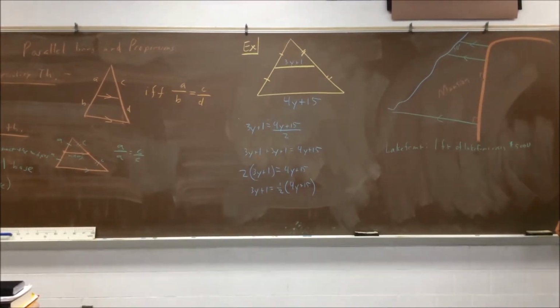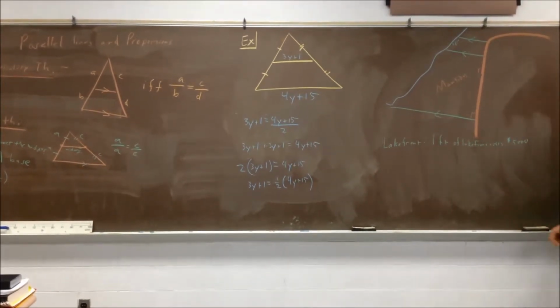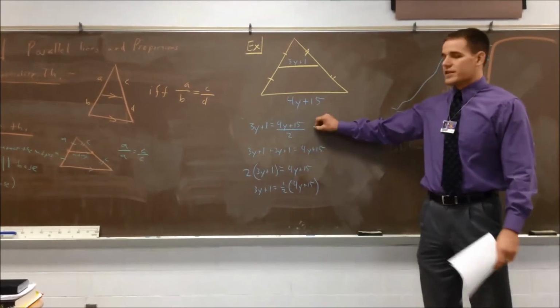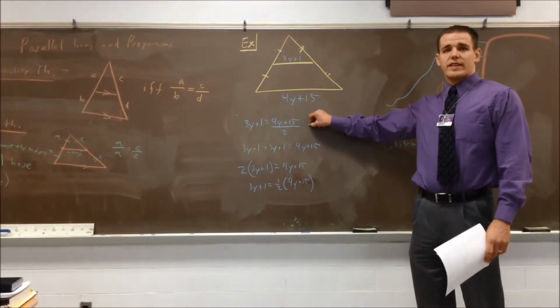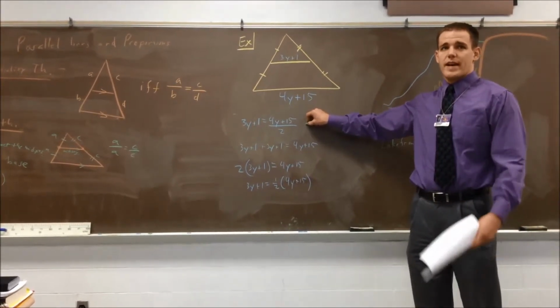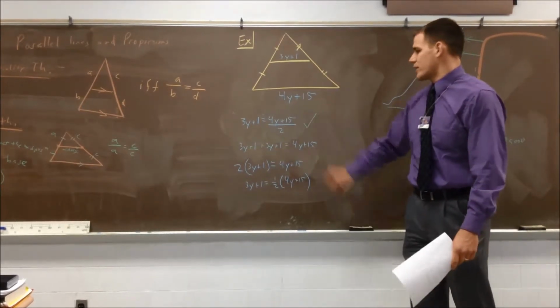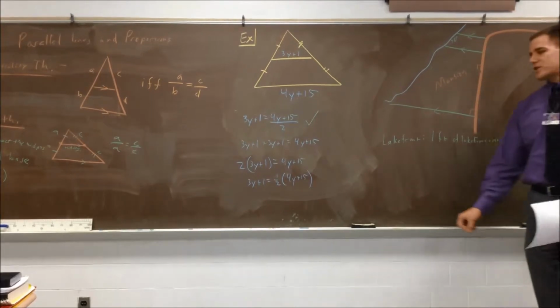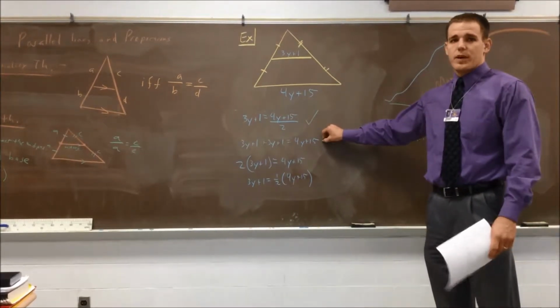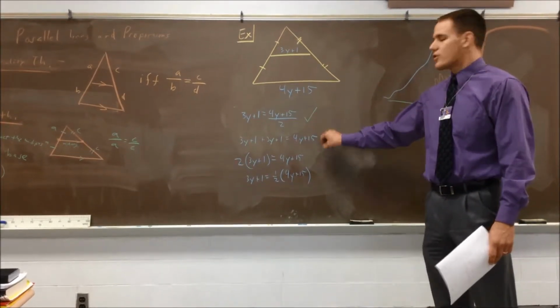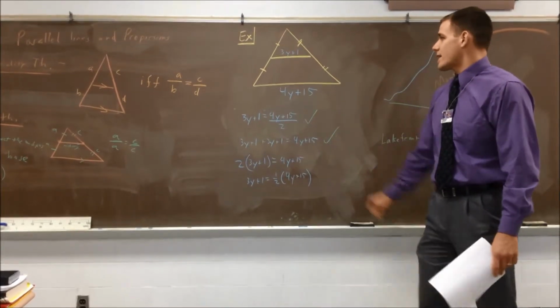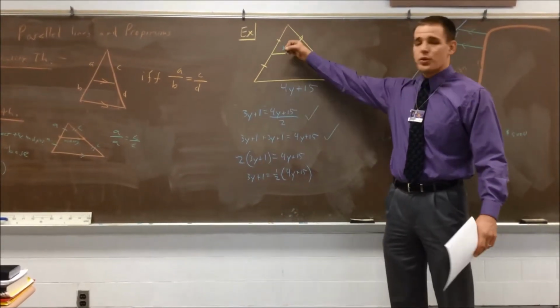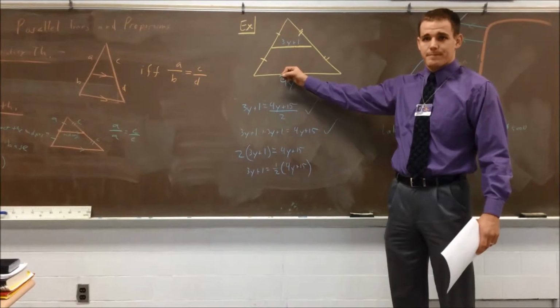3, 2, 1, my turn. Is this one good? Yay or nay? All those in favor say yay. Yay. All those opposed say nay. You are correct. That one is good. The second one. All those in favor say yay. Yay. All those opposed say nay. You are correct. Yes, this is half of this, then 2 of these make up one of these, right?